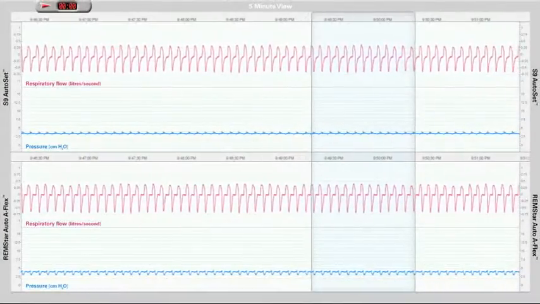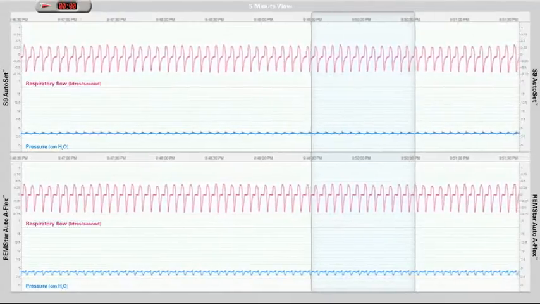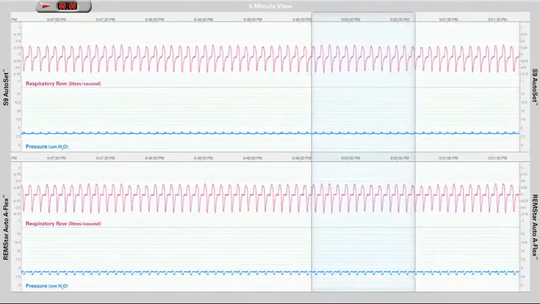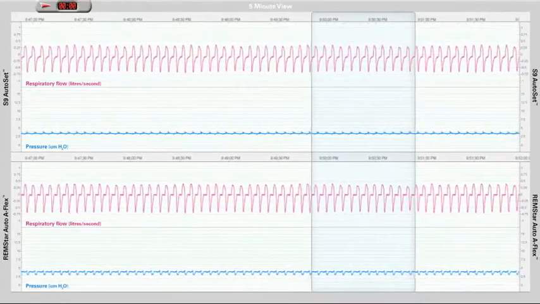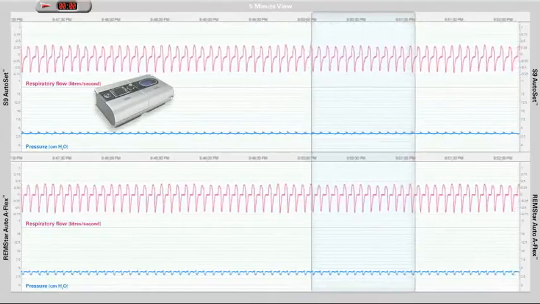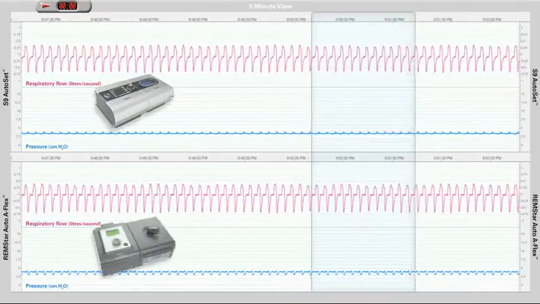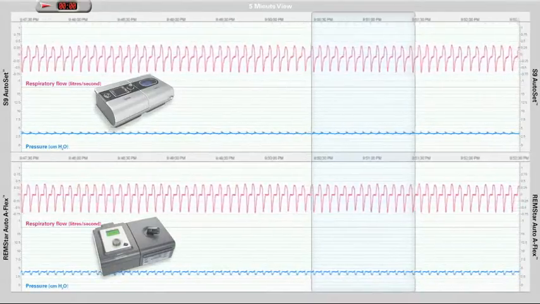In this presentation, two different APAP devices are connected to a breathing simulator and tested for their responses to a simulation of the same typical OSA patient. The devices tested are ResMed's S9 AutoSet device and the Philips Respironics sleep therapy system, the RemStar Auto APAP device.